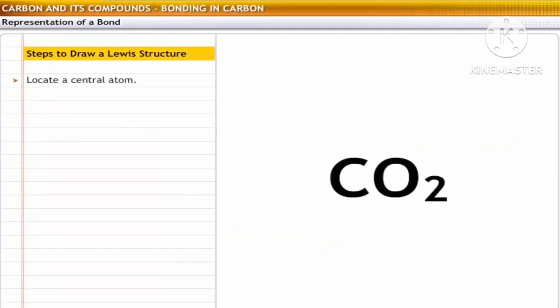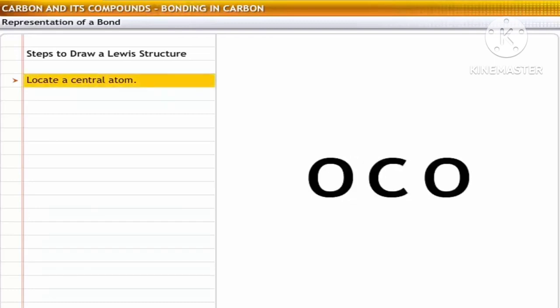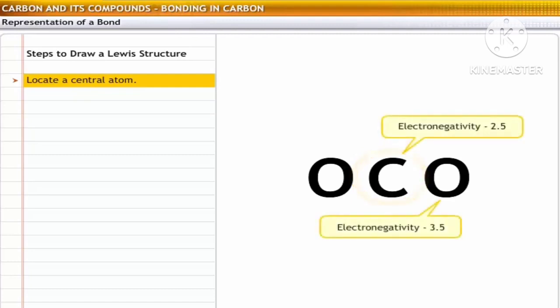Steps to draw a Lewis structure. Let's take carbon dioxide as an example in writing the Lewis dot structures. The first step in writing an electron dot structure is to locate a central atom. The central atom is the one with the lowest electronegativity. In carbon dioxide, since carbon is less electronegative than oxygen, it is the central atom.